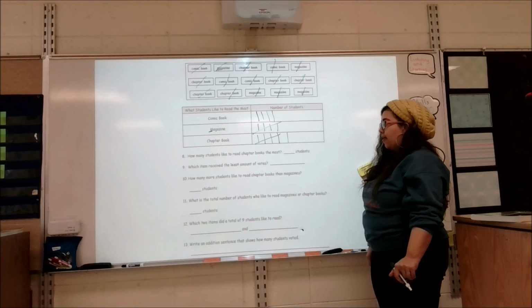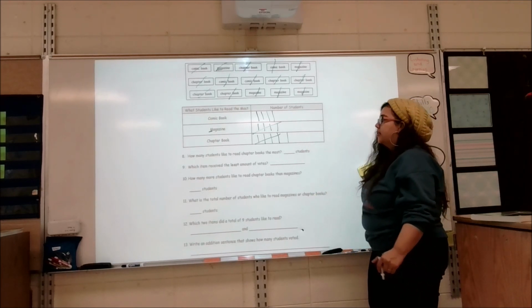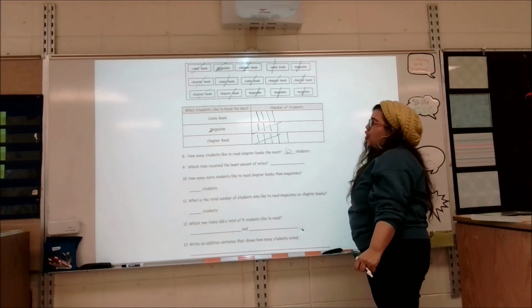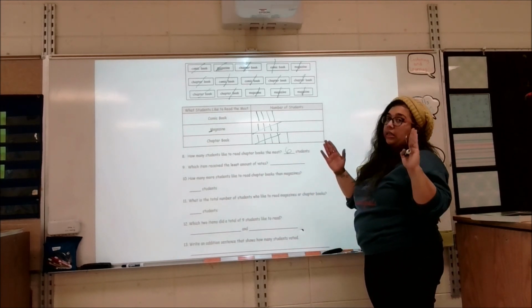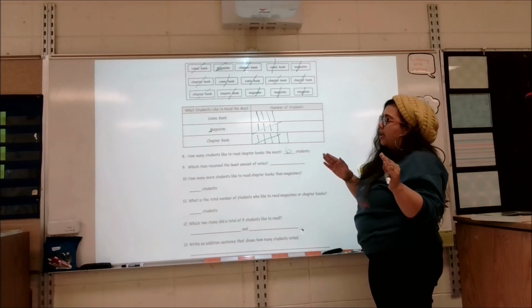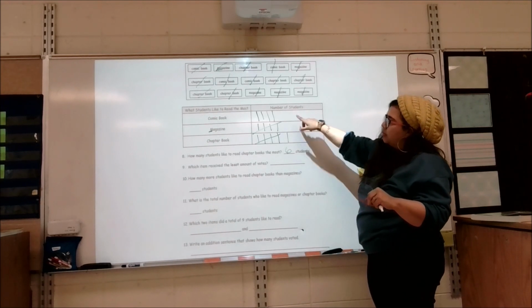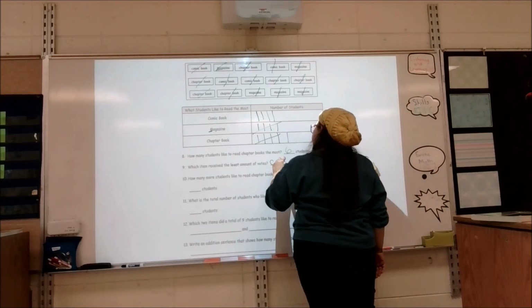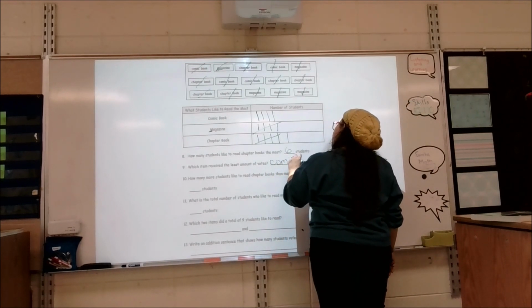The first one says, how many students like to read chapter books the most? 6 students. Good. And we counted that so quickly because it's 5 and 1 more. Which item received the least, smallest, fewest amount of votes? Which one has the smallest number? Comic books. Good. For some reason, this group doesn't like comic books like that. And that's fine.